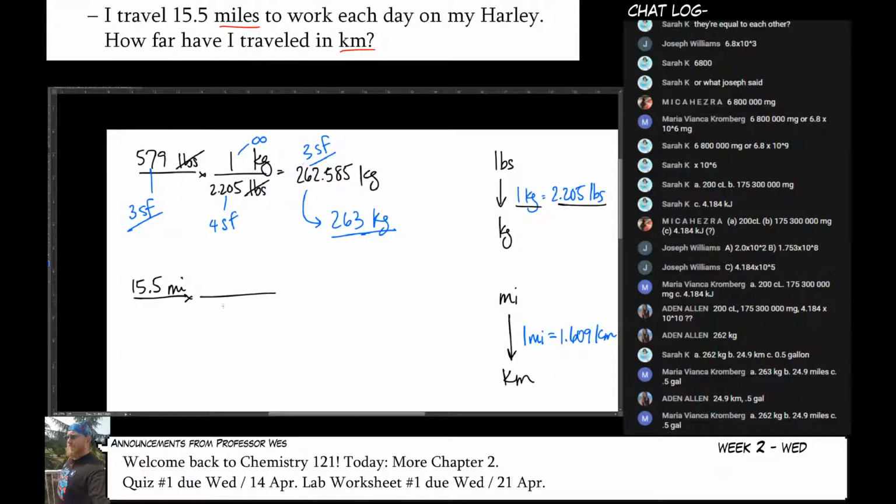All right, same sort of strategy. I got to get rid of this one. What's going to go here? It's the same thing. That's going to give me kilometers as my answer, so let's do the numbers. 1 mile, 1.609 kilometers. 24.9395.